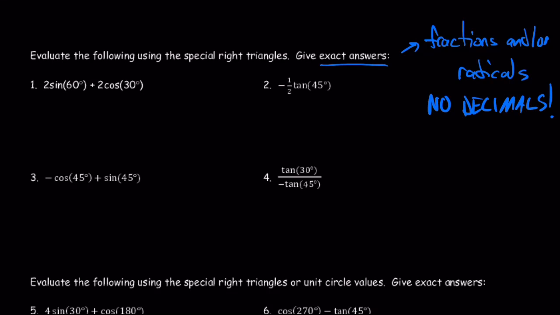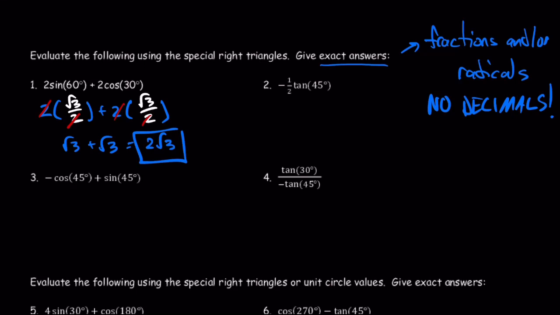All right, so number 1, 2 times sine of 60 plus 2 times cosine 30. Well, sine of 60, if you look at that triangle on the other page, is going to be square root 3 over 2. Cosine of 30, well, guess what? That's the same as sine of 60, also square root 3 over 2. So now when I go to multiply these two things, this numerator and that denominator cancel out in both cases, and that gives me square root 3 plus square root 3, which is just 2 square root 3.